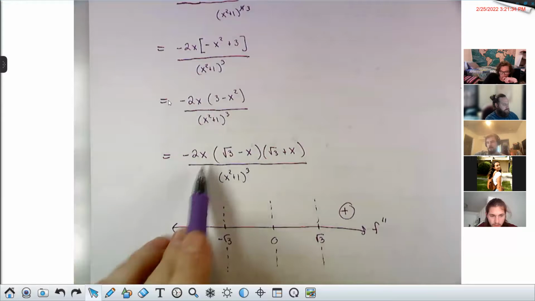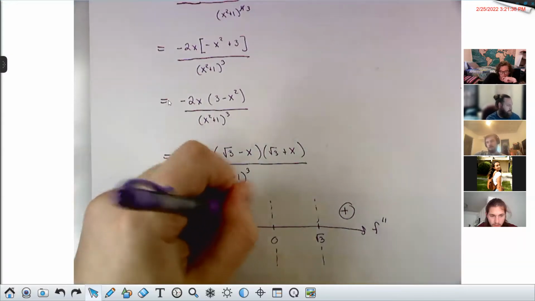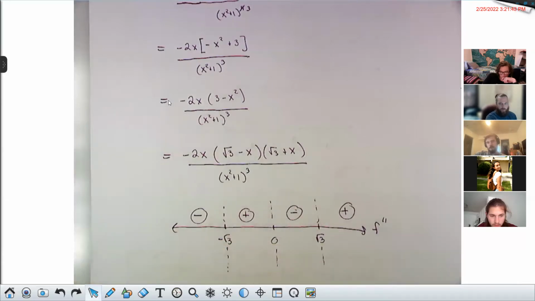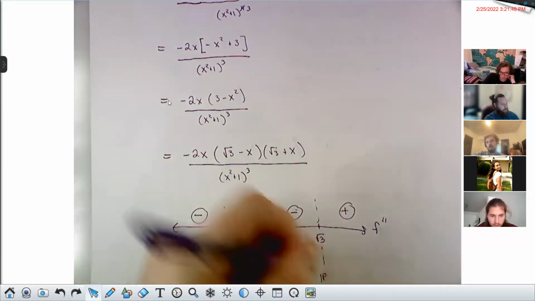And then again, each of these factors is an odd multiplicity factor. So I will change sign, I will change sign, and that is consistent with what I get from my end behavior. So this is an IP, this is an IP, and this is an IP.